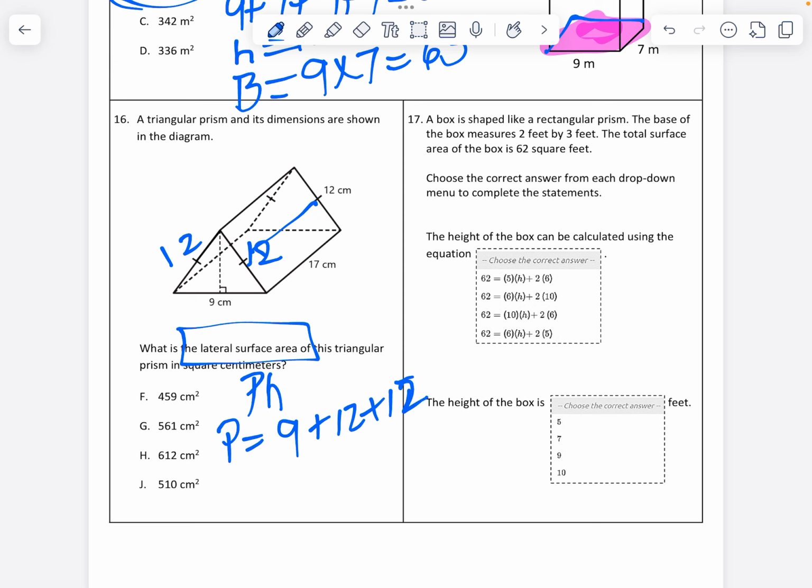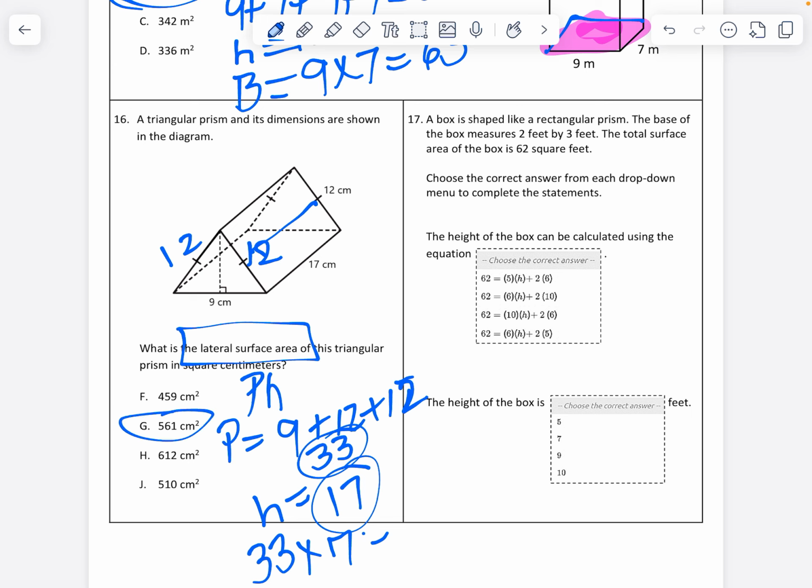It's kind of hard to see. That's 33. The height is the 17. And we multiply those 2 together. So 33 times 17. And we get 561, which is G.